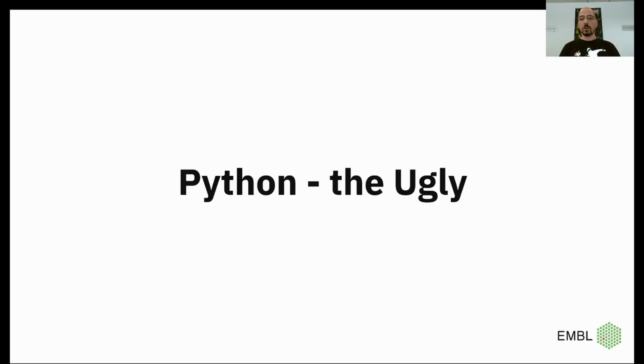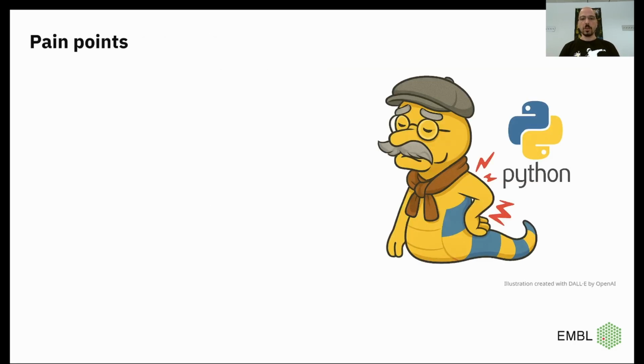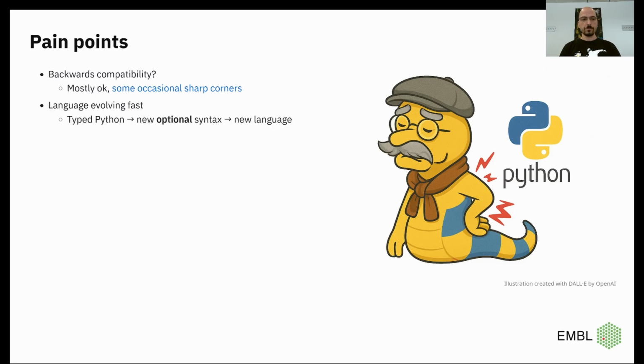Now, some of the more ugly parts, or the pain points. Backwards compatibility is always difficult. And in Python, I would say it's mostly okay, but occasionally there are some sharp corners. And these are mostly to do with internals of Python. From the surface, I would say that things are relatively stable. Another form of backward compatibility that tends to get a little bit more challenging is dependencies. I'll get more into that in just a couple of minutes.